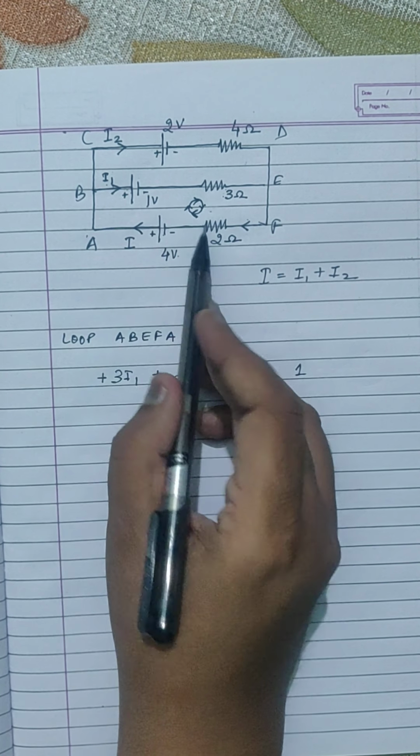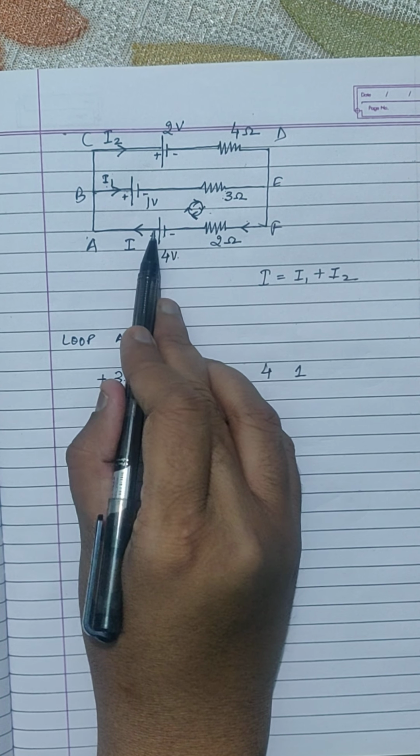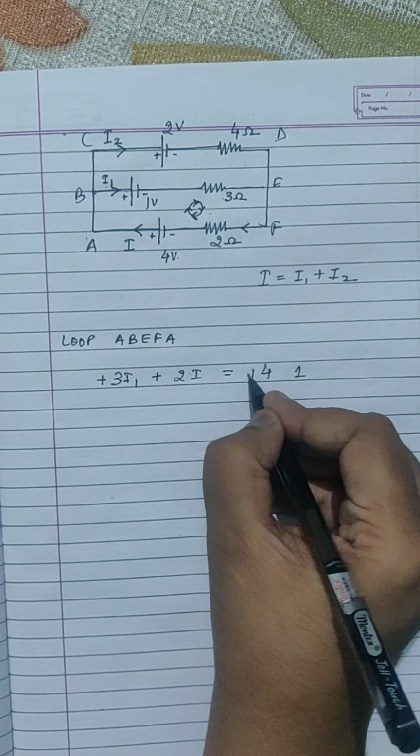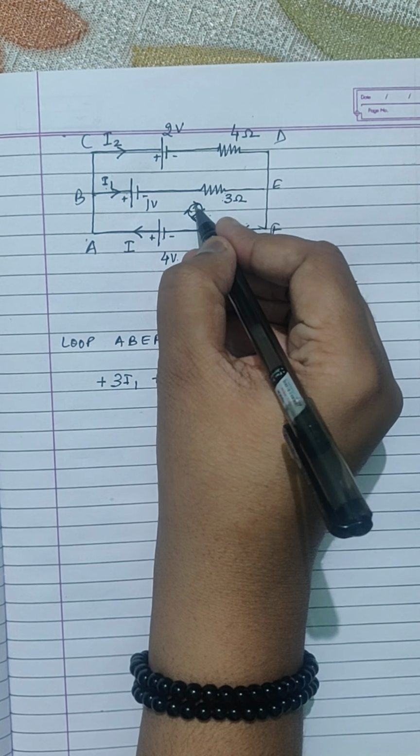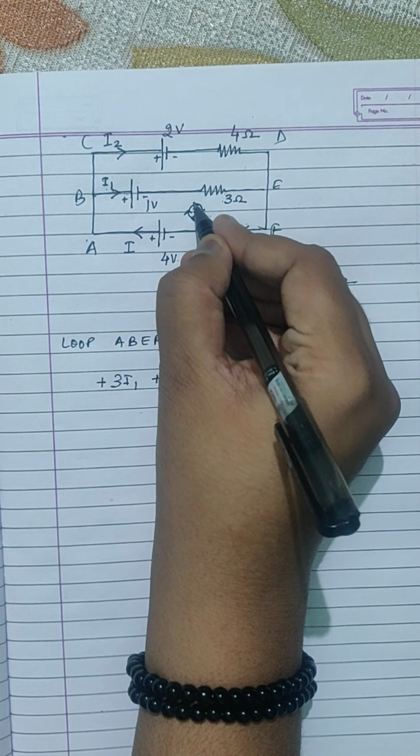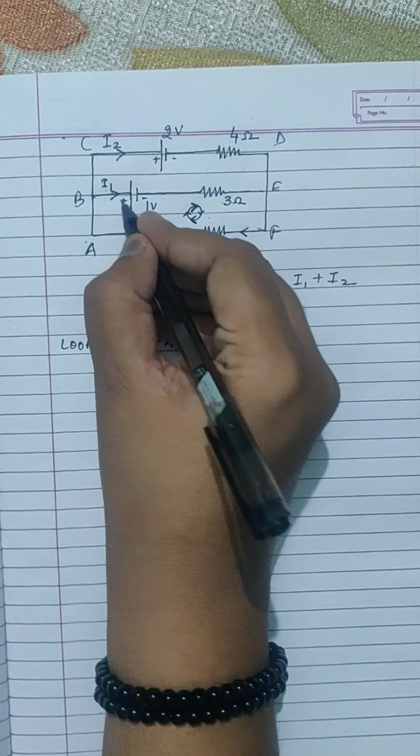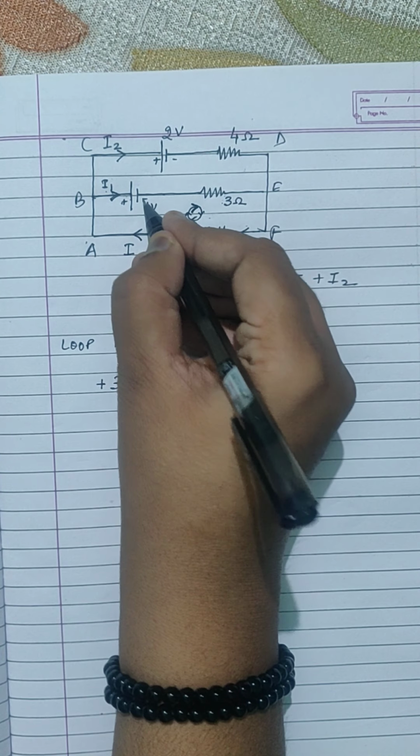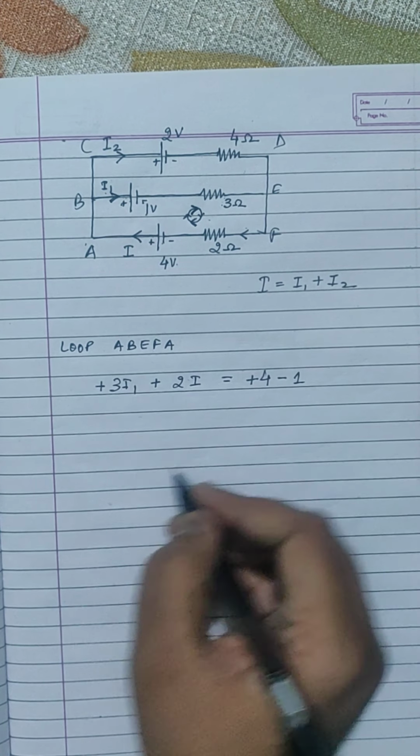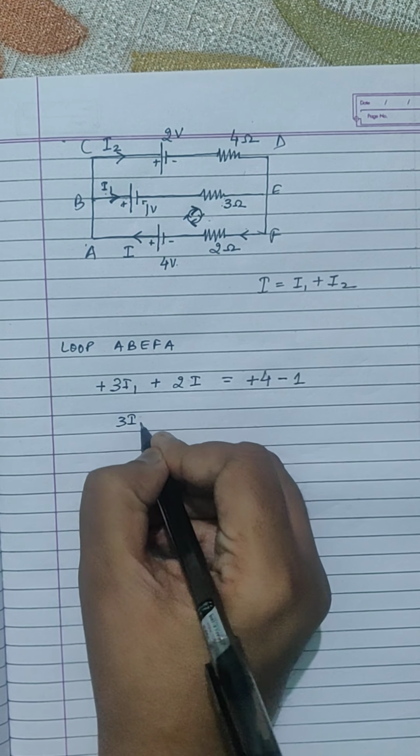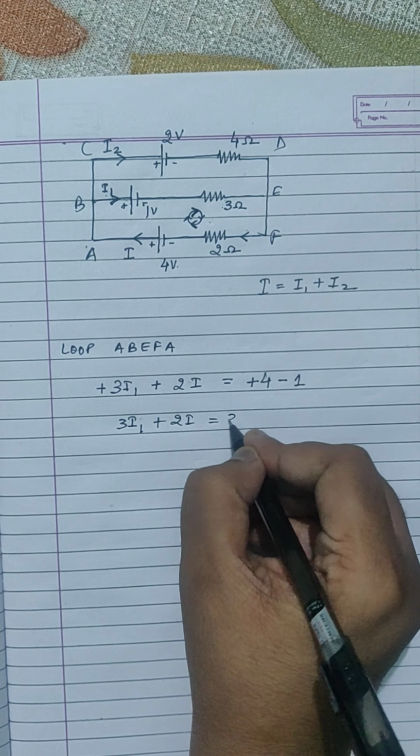Now for 4, the direction is towards left. Left means negative to positive. Negative to positive is to be considered as positive, so 4 volt is taken to be positive. Now for the upper battery, the upper assumption will be taken towards right. Towards right is positive to negative. Positive to negative is minus, so we'll subtract it. So 3I1 plus 2I is equal to 3.